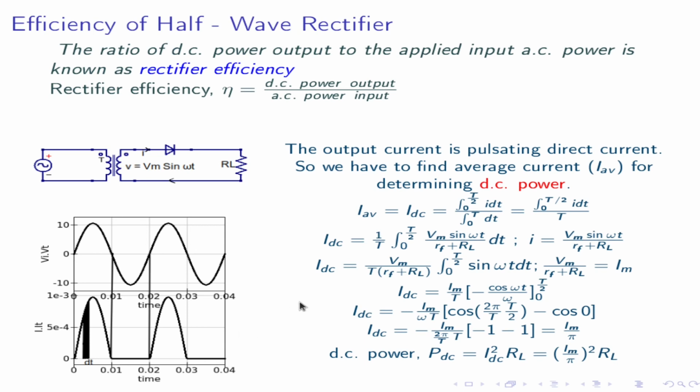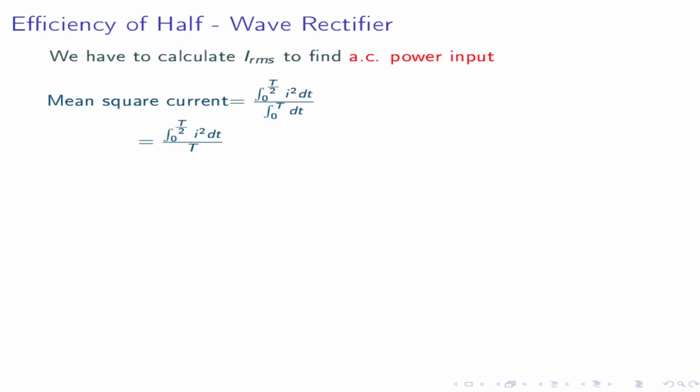Now we want to calculate the AC power input. For that we want to calculate the RMS value of current. So first we find the mean square value, then we take the root. IRMS means root mean square value of current. So first we find the mean square current, that is equal to integral 0 to T by 2 I square dt by integral 0 to T dt.